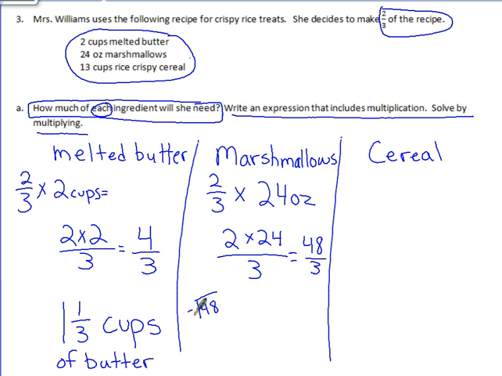48 divided by 3. 3 goes into 4 one time. 3 times 1 is 3. 4 take away 3 is 1. 3 cannot go into 1. I bring down the 8. How many 3's go into 18? 3 times 6 equals 18. 18 take away 18 is 0. So, if 3 needs to go into 48, it goes in 16 times. 16, what was my unit? Ounces of what? Of marshmallows.